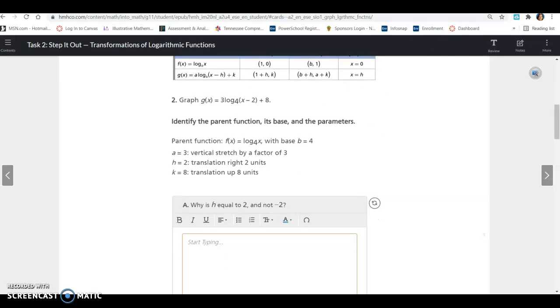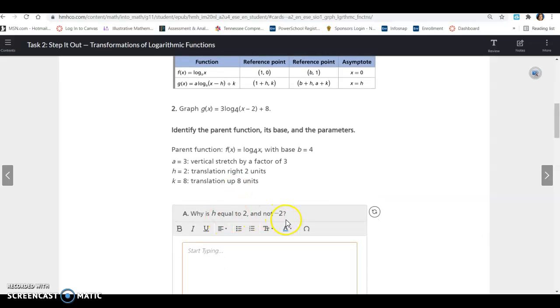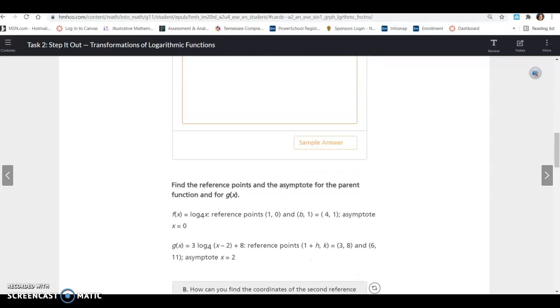Alright, so it says, why is h equal to 2 and not -2? Well, that's because, again, in the formula, it's x minus h, so it's like x opposite h. So that just tells me I'm moving it to the right, even though it looks like it's negative.